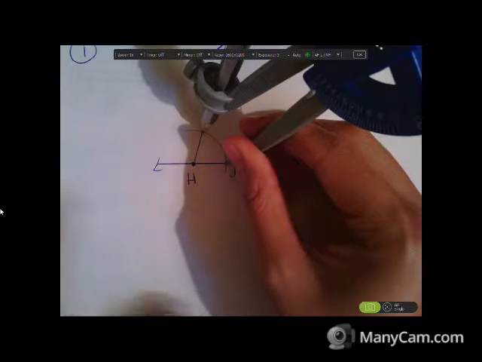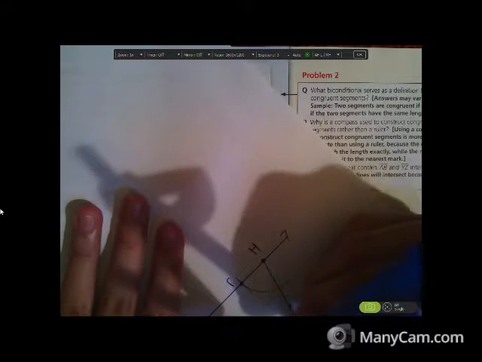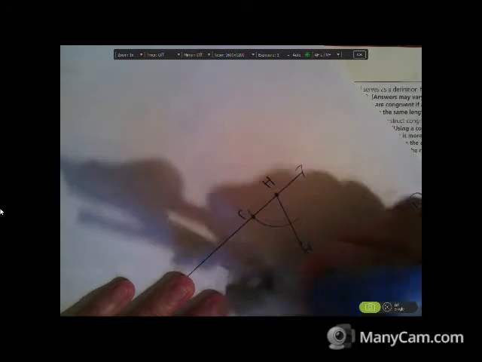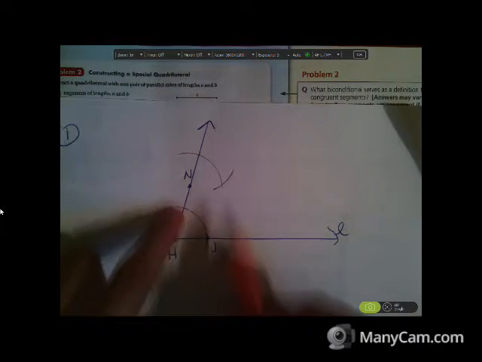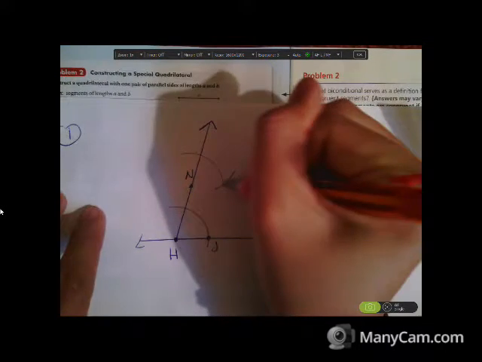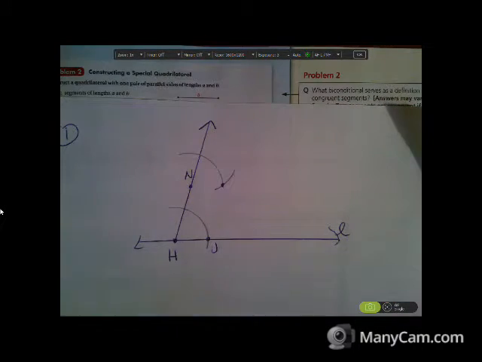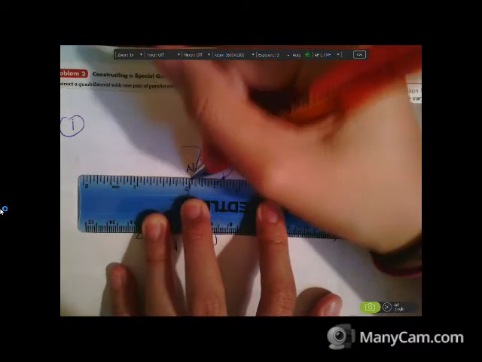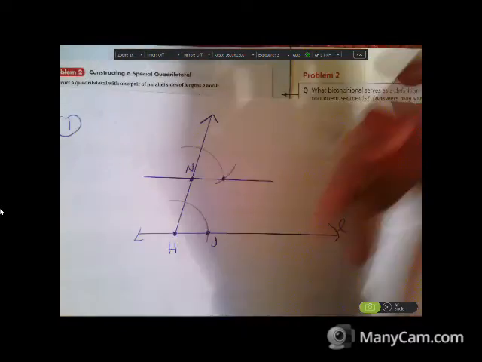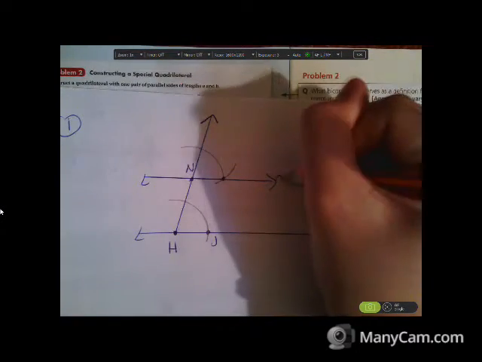So after that, I'm going to do it from where N hits here. I'm going to draw an arc. So, I copied this angle onto here. And now, where that point is, I'm going to connect N and this point. And these two lines are now parallel.